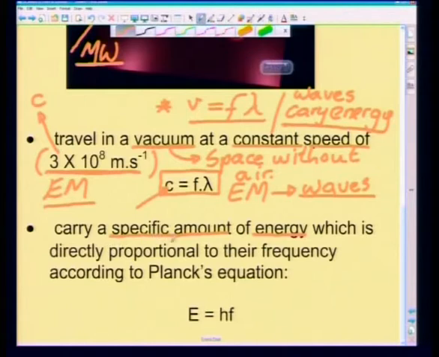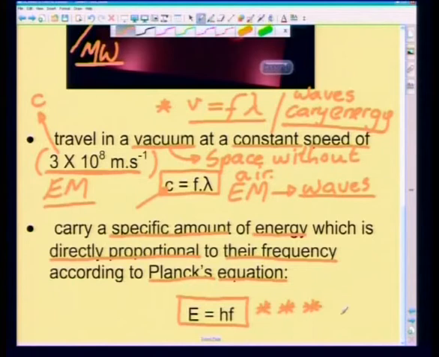So these electromagnetic waves carry a specific amount of energy which is directly proportional to their frequency according to Planck's equation. And Planck's equation is what we have there. Energy equals Planck's constant h times the frequency of the wave. Now, I'm not going to talk much about these for now. There's a whole session on the photoelectric effect where we're going to talk more about this.